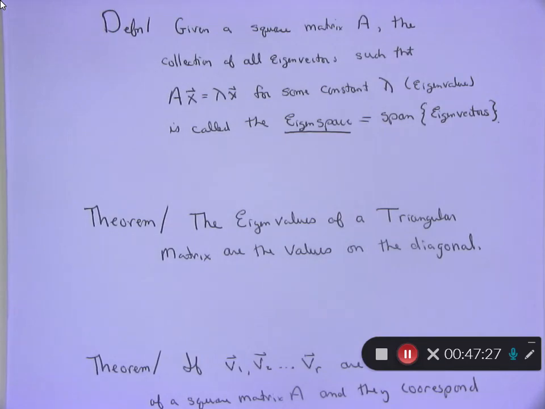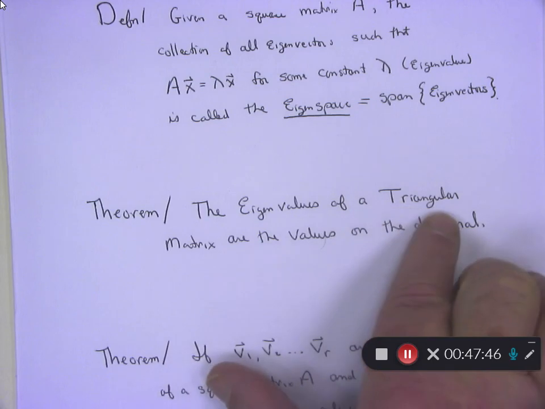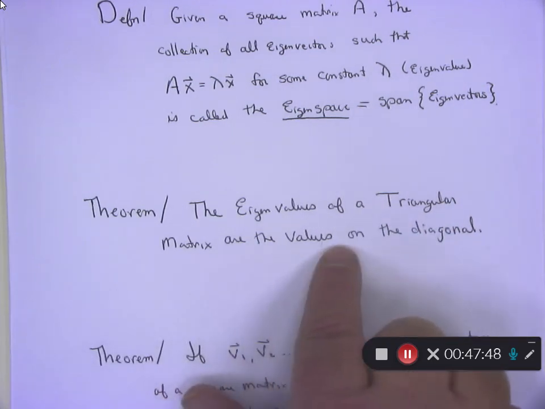Again, my goal here is to tie all this stuff together with you guys to make sure you understand it. So now we're going to be talking about an eigenspace, where an eigenspace is where you take the eigenvectors and make those the basis. Okay? Theorem: the eigenvalues of a triangular matrix are the values on the diagonal.